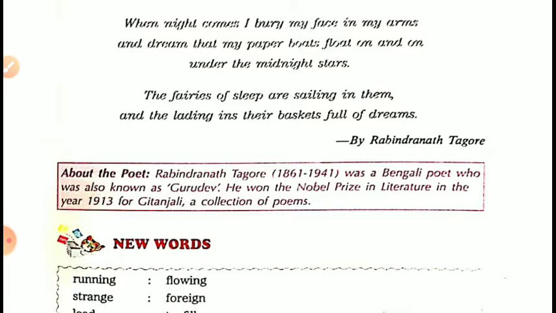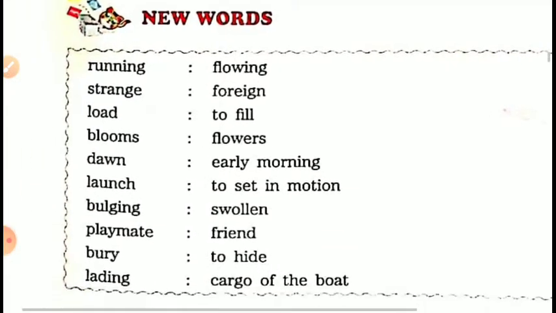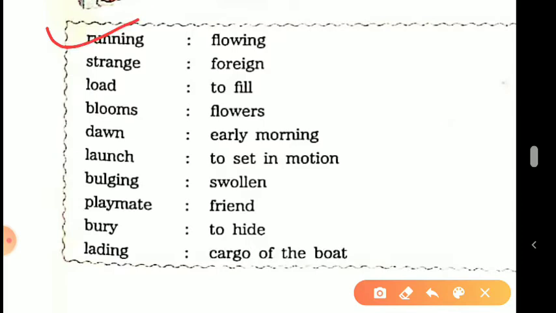Students, now before I recite the poem, let's revise the new words of the poem. The first word is running. Running means flowing. Here, flowing means flowing water. If the water is flowing, the paper boat will float. The second word is strange. Strange means foreign, unknown. The third new word is load. Load means to fill.